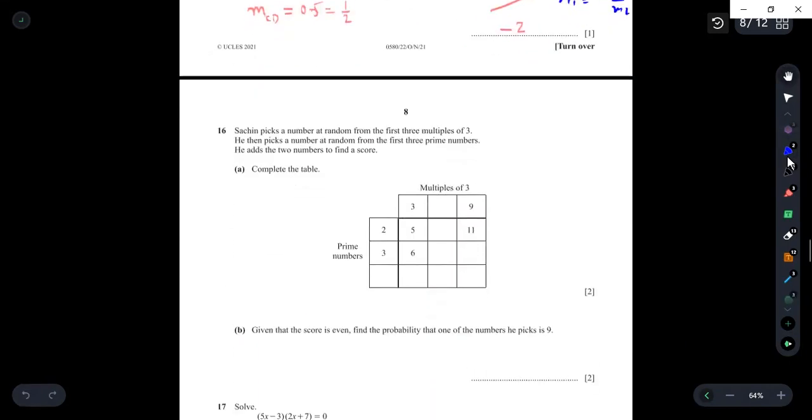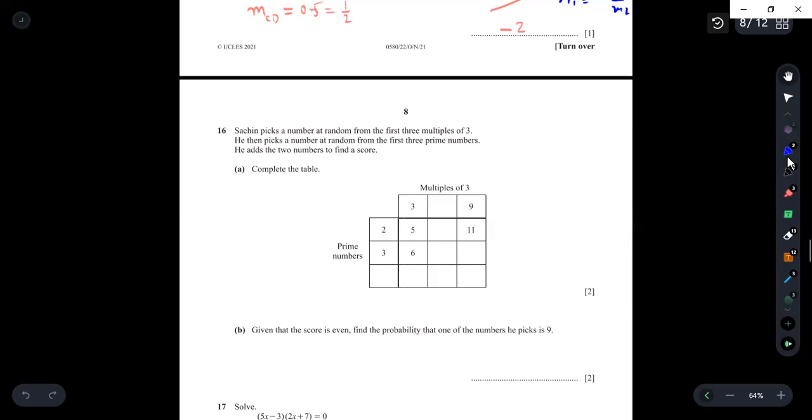Number 16. Sachin picks a number at random from the first three multiples of 3. He then picks a number at random from the first three prime numbers. He adds the two numbers to find the score. Complete the table.